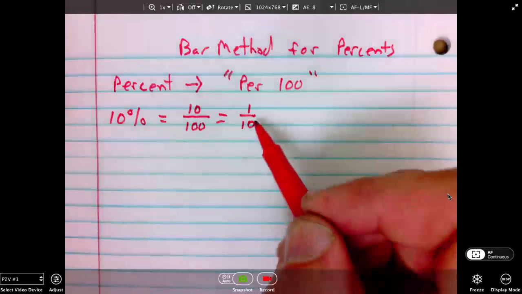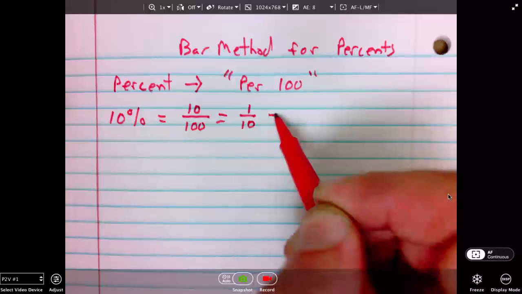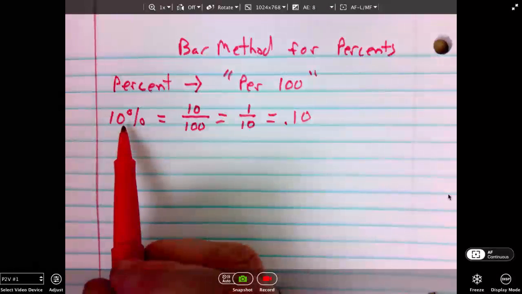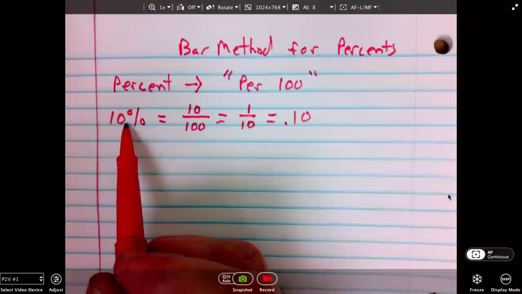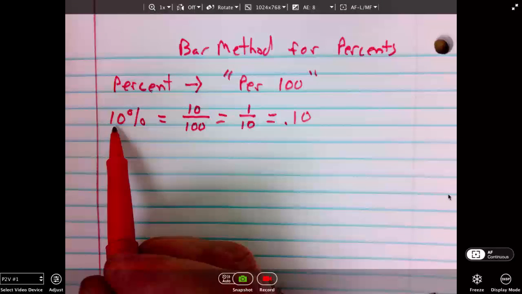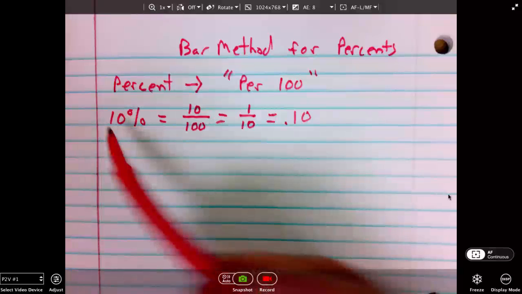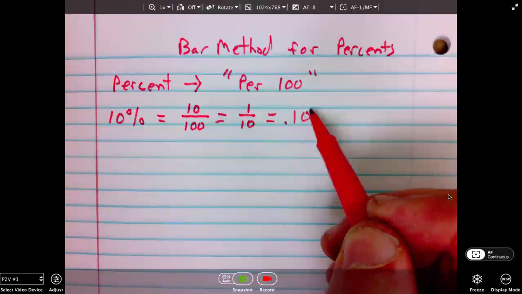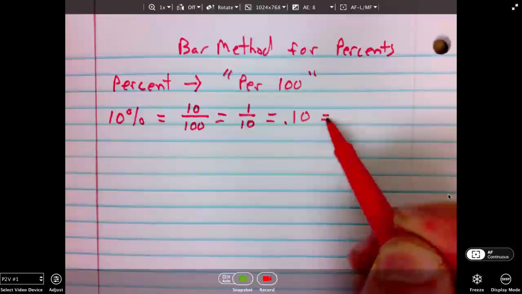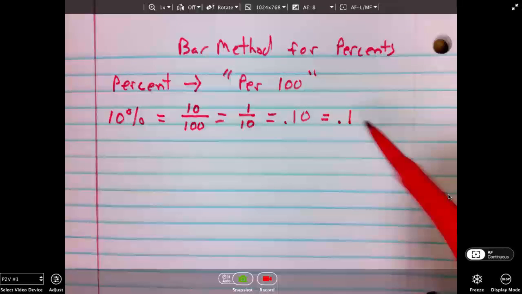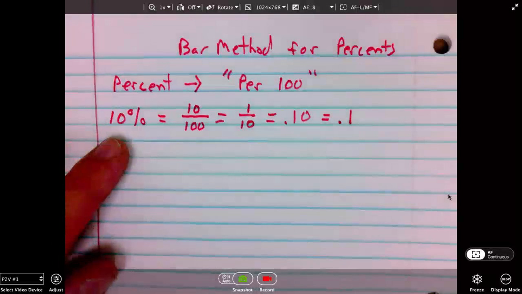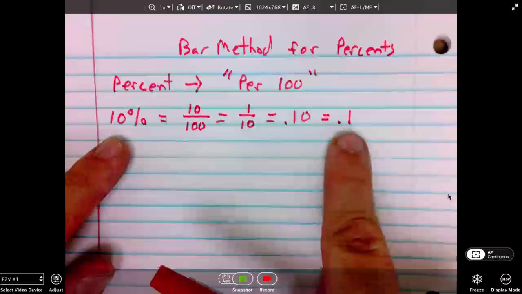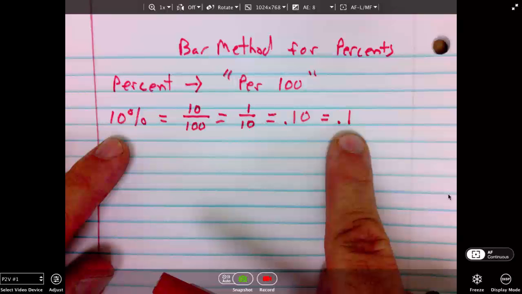This is 1/10. We can convert that to a decimal by writing it as 0.10. Simply taking the percent where the decimal is currently and moving it 2 to the left, you can convert a percent to a decimal. And we don't need any extra zeros to the right, so 0.10 can be written as 0.1. 10% is 1/10 and can be written as 0.1, also called 1/10.